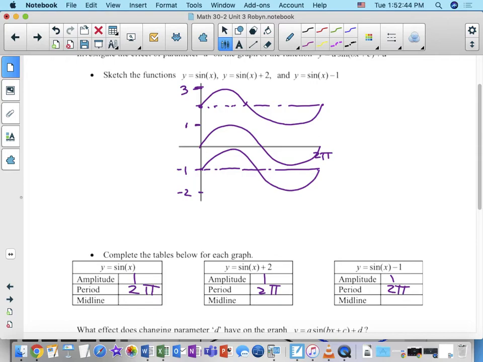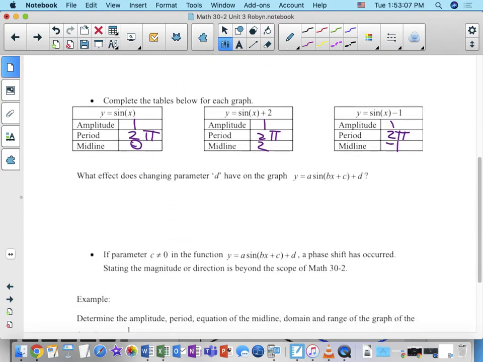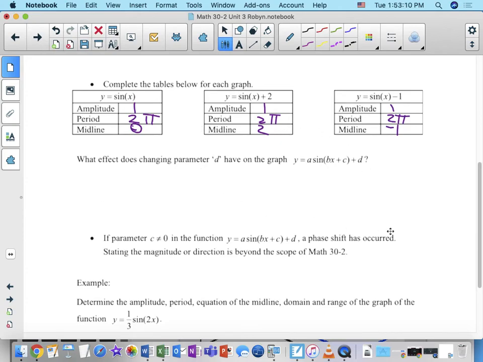Midline changes though, right? So for y equals sine x, the midline's at 0. And for y equals sine x plus 2, the midline is at 2. And for y equals sine x minus 1, the midline's at -1. Okay, so what effect does the parameter D have on the graph? Well, D is the midline.